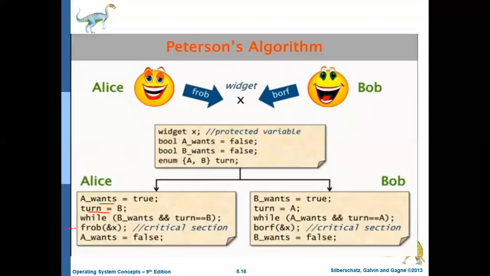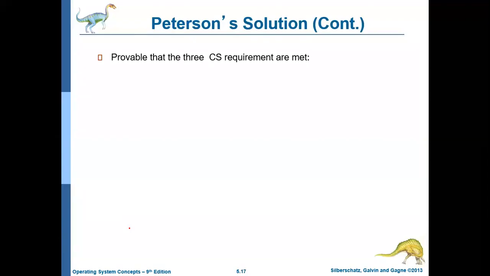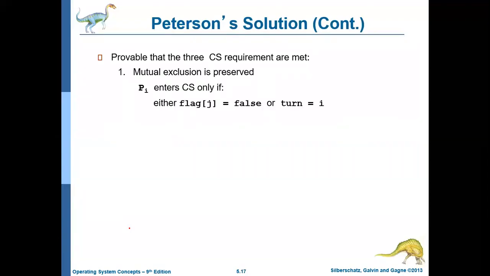Here mutual exclusion is satisfied. If Alice is in the critical section, then Bob will not enter the critical section. Similarly, if Bob is in the critical section, then Alice will not enter the critical section. If Alice is in the critical section, then A wants will be true, so Bob will not enter. Similarly, if Bob is in the critical section, then B wants will be true, so Alice will not enter the critical section. So mutual exclusion is satisfied.